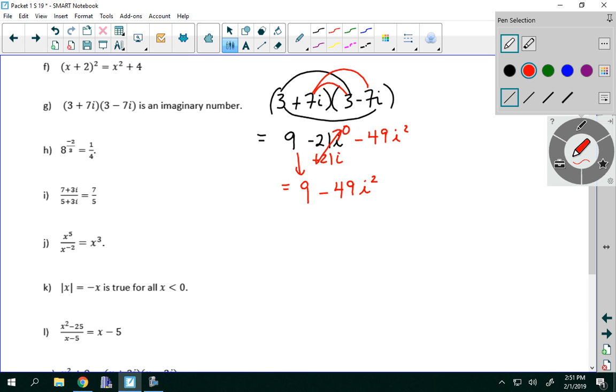So if you stop there, you might think that this result is an imaginary number. But remember, i squared is equal to negative 1. So if you replace i squared with a negative 1, you get 9 plus 49, which gives us 58. So the answer to this multiplication problem is not an imaginary number, it's a real number.